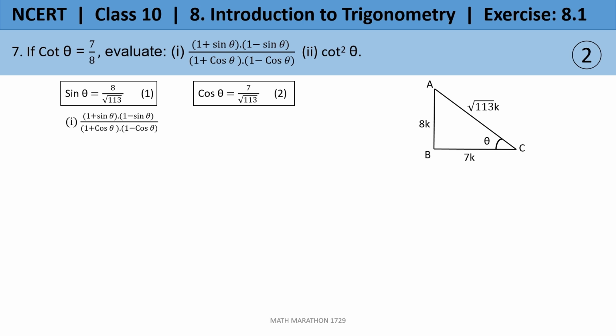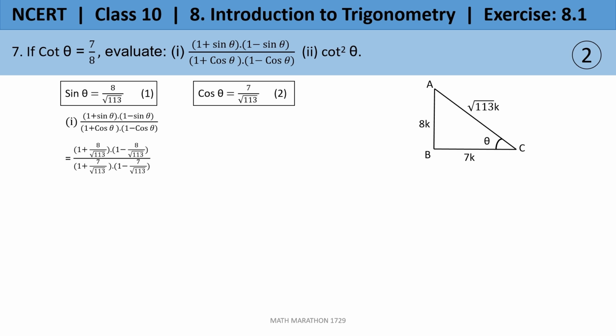Section 1: (1 plus sin theta) multiplied by (1 minus sin theta), divided by (1 plus cos theta) multiplied by (1 minus cos theta), is equal to 1 plus sin theta, which is 8 by square root of 113, multiplied by 1 minus sin theta, which is 8 by square root of 113, divided by 1 plus cos theta, which is 7 by square root of 113, multiplied by 1 minus cos theta, which is 7 by square root of 113. The expression is in the form of (x plus y) multiplied by (x minus y), which is equal to x square minus y square.